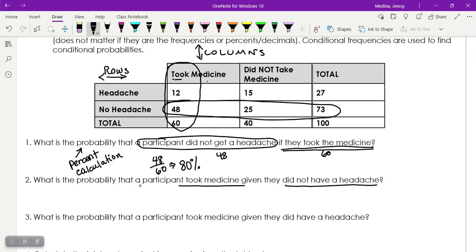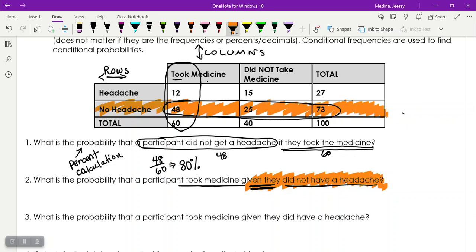So, what is the probability that a participant took medicine given that they did not have a headache? This right here is a given. All of them did not have a headache. You see that? That means you're working with the ones that did not have a headache. So out of the ones that did not have a headache, what is the probability that they took medicine? Out of those, which ones took medicine? So 48 out of 73 times 100 will give you the probability. And what is that?